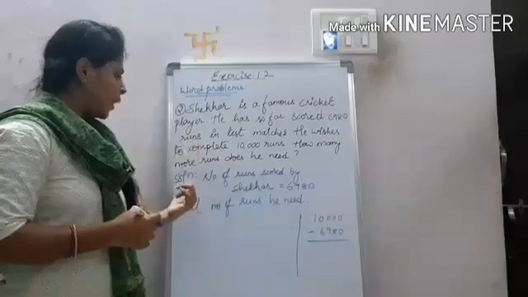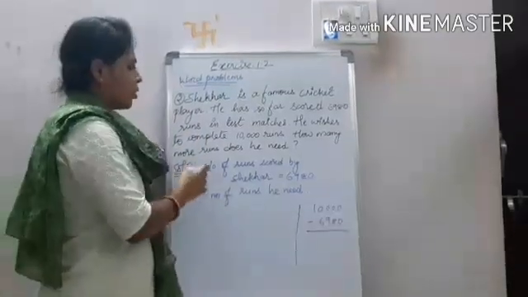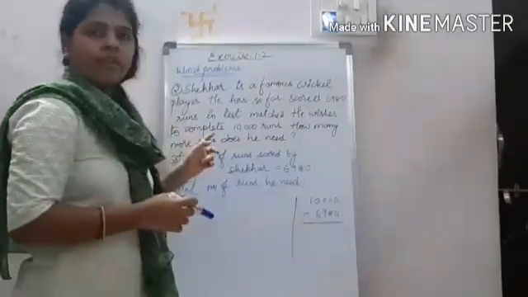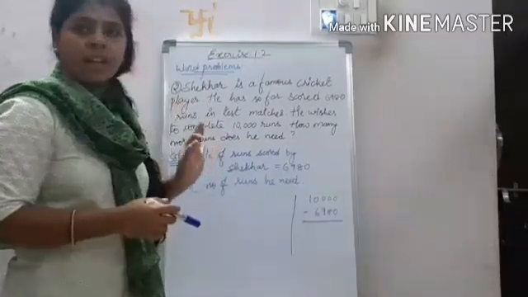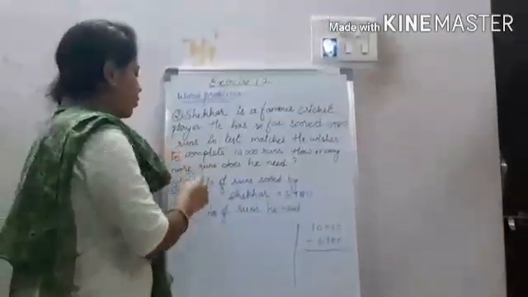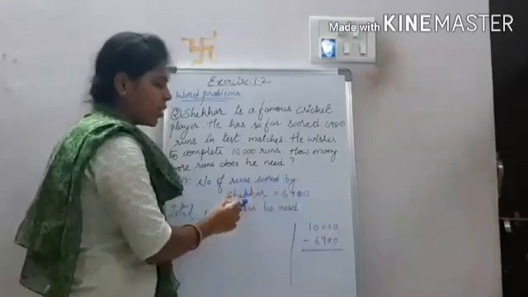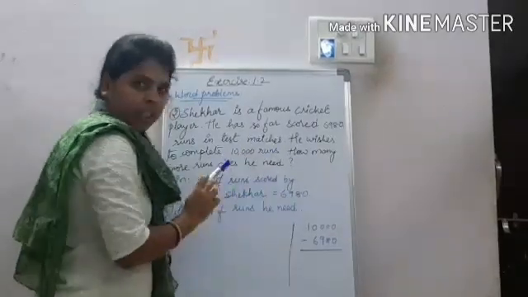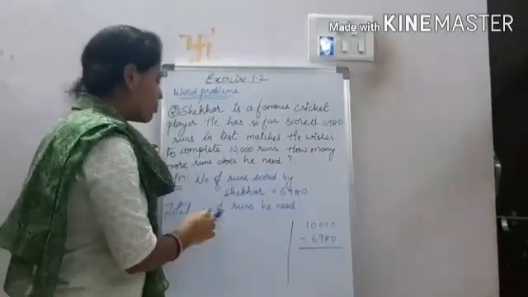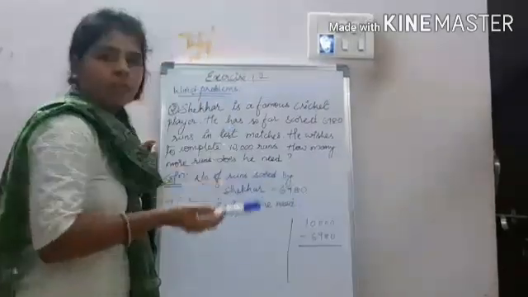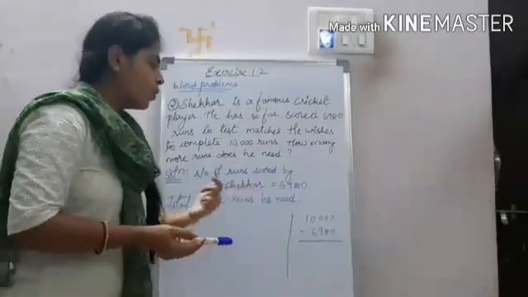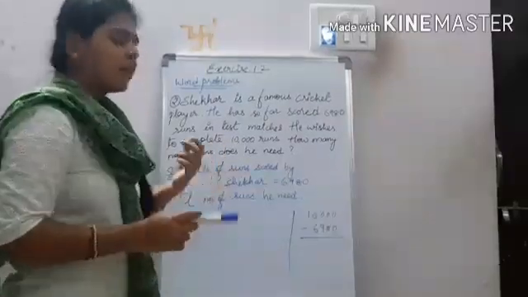Now here is the second solution. Have you already seen that? What do you have to find out? You have to find how many runs are required more, right? So the first thing, the number of runs scored by Shekhar is 6,980, right? Now, the total number of runs he needs, meaning the more runs he wants to score, that we have to find out. So that is subtraction.